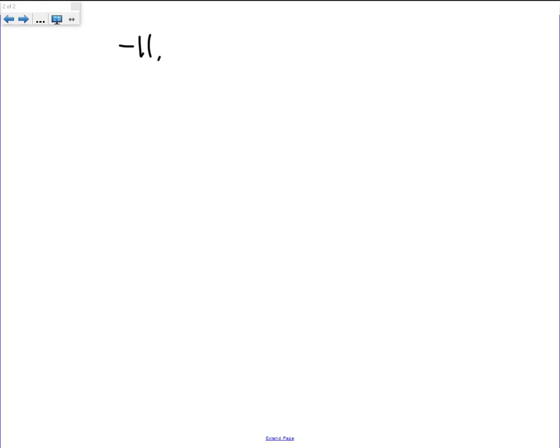I have negative 11, negative 4, 3, 10, 17, and 24. Dot, dot, dot means the sequence continues. In this problem, they're asking you what is the common difference of this arithmetic sequence.